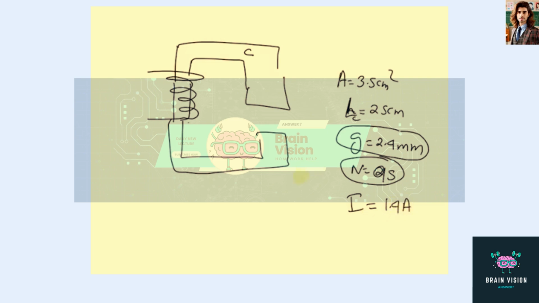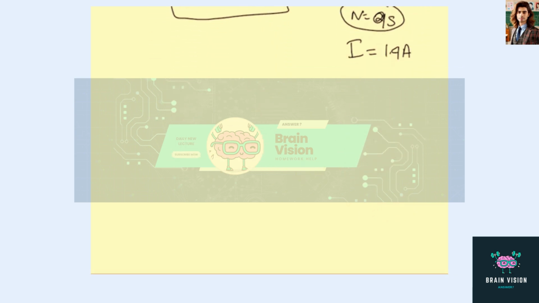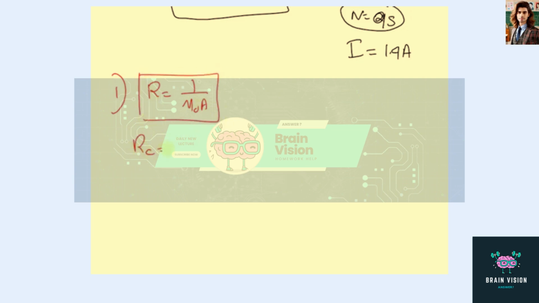So first we need to calculate the reluctance of the core and the gap. Reluctance is given by the equation l by mu 0 times A. So reluctance of the core will be equal to l by mu 0 A, and reluctance of the gap will be equal to g by mu 0 A. So this is the equation for that.